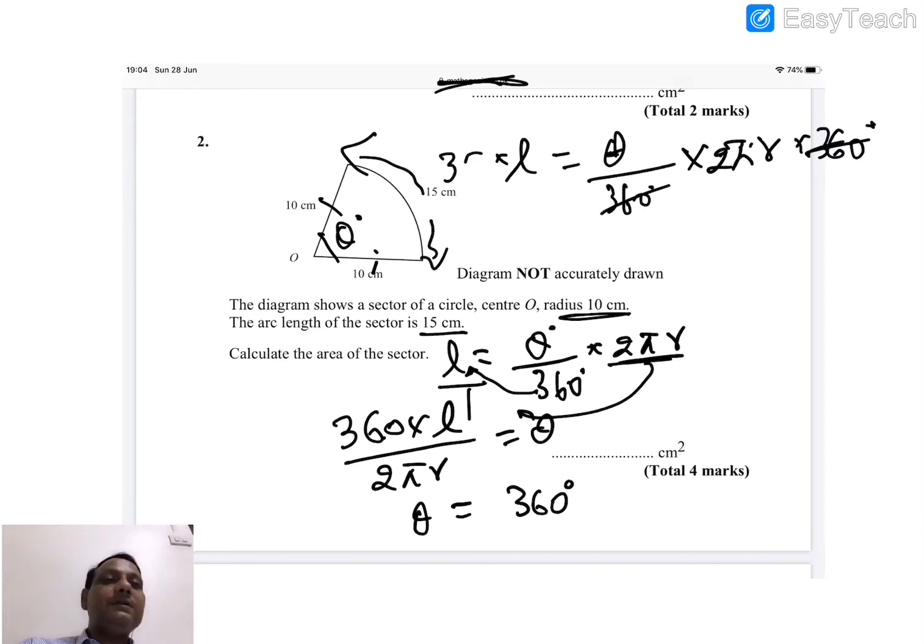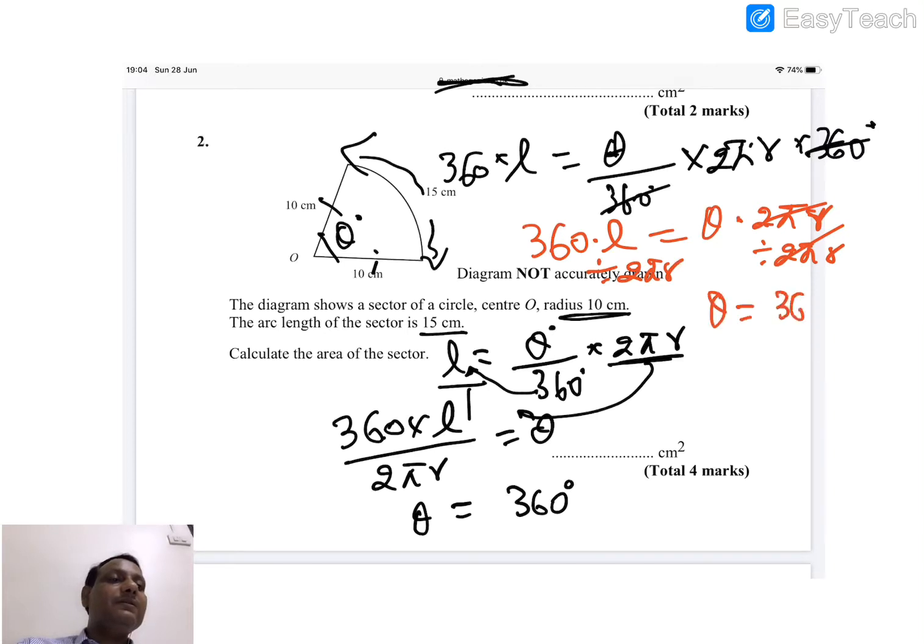So we need to write here 360, and now if you have 360 L is equal to what? This cancels, theta into 2 pi r. So now we have to divide both sides by what? 2 pi r. So you also divide by 2 pi r. So this got cancelled. So practically you are getting theta is equal to 360 times L over 2 pi r. So this is called how to equate the equation from both sides.